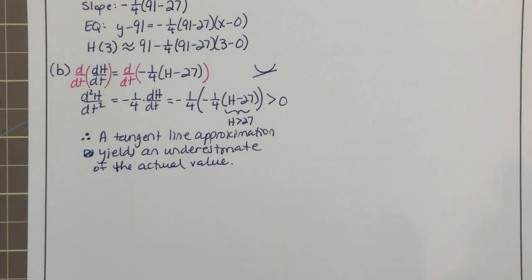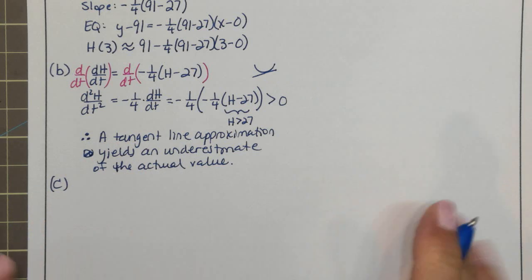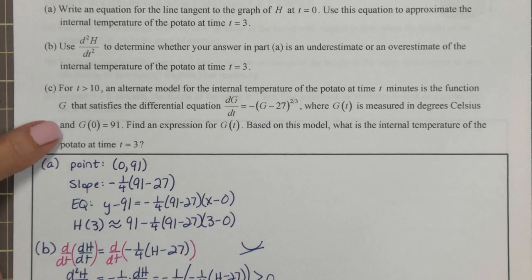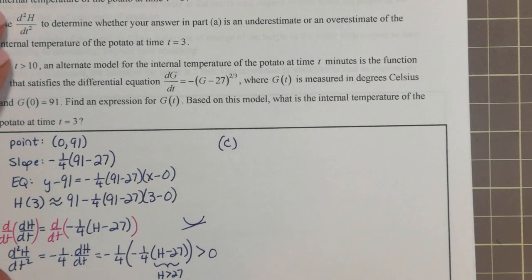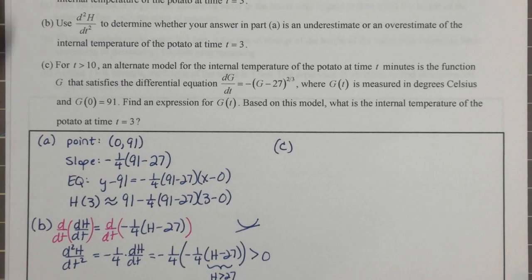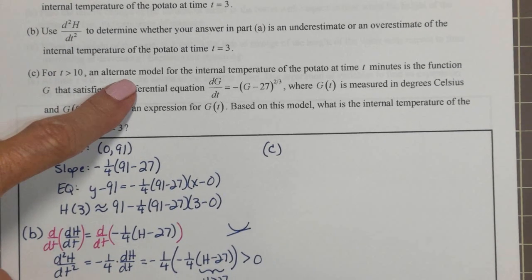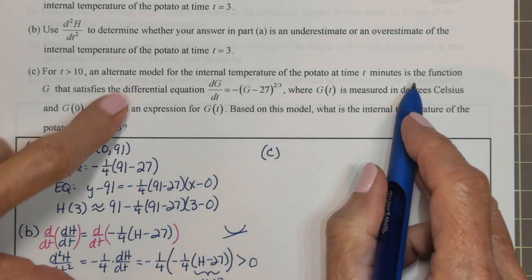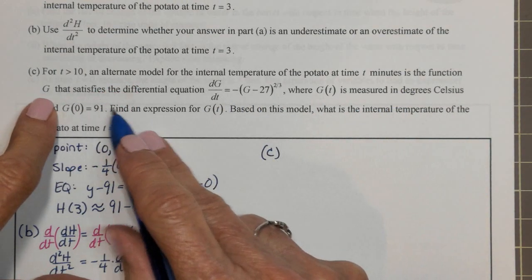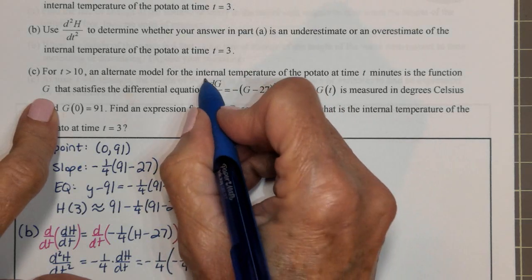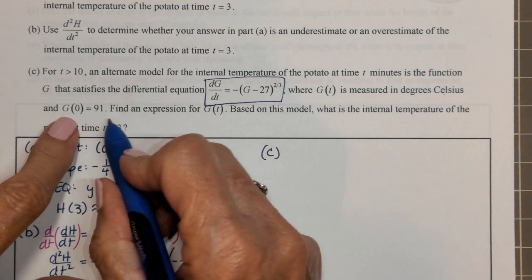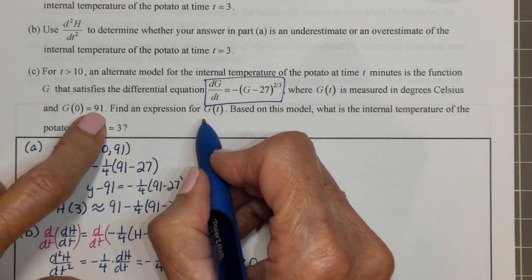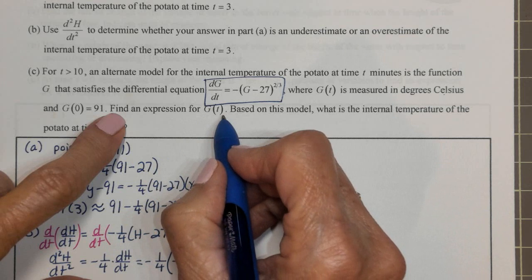Okay? Part C. Oh, there's only 3 parts. I think I'm going to put part C over here because there's only 3 parts here. Alrighty, part C. For time greater than 0, an alternate model of the internal temperature of the potato is this function g that satisfies this differential equation. G is still in degrees Celsius, G of 0 is still 91. Find an expression for G of t.